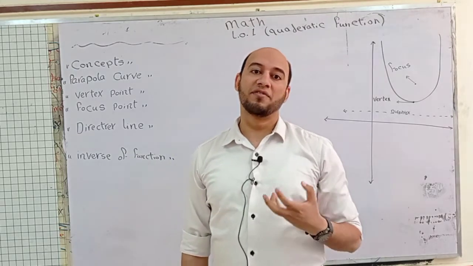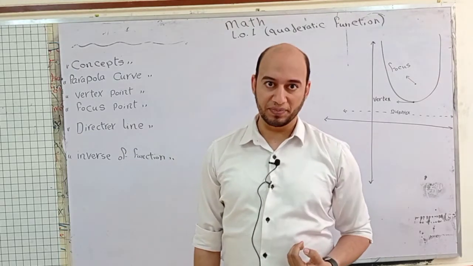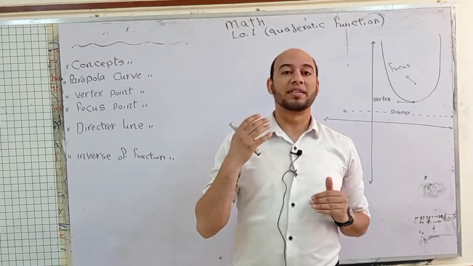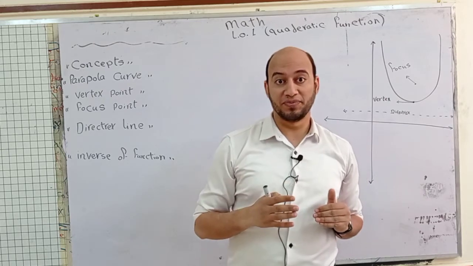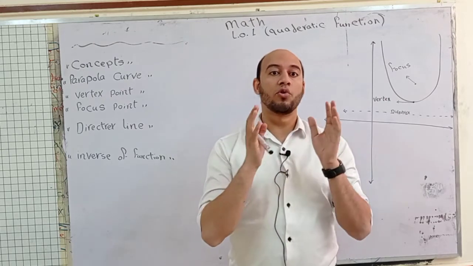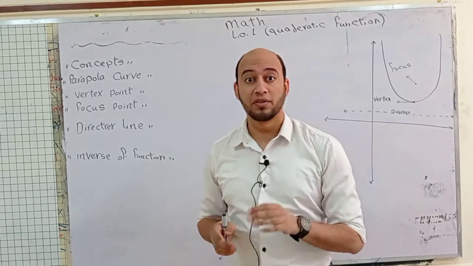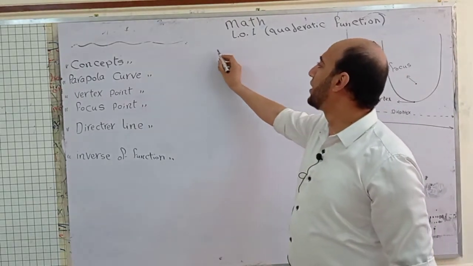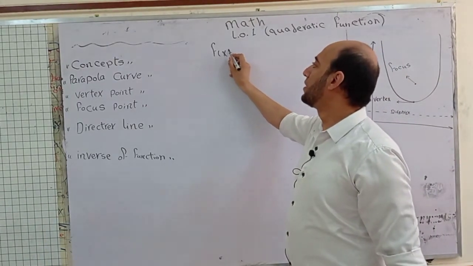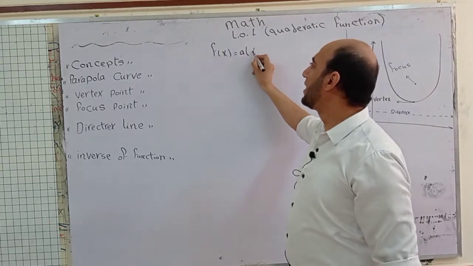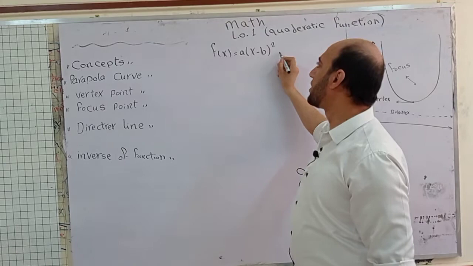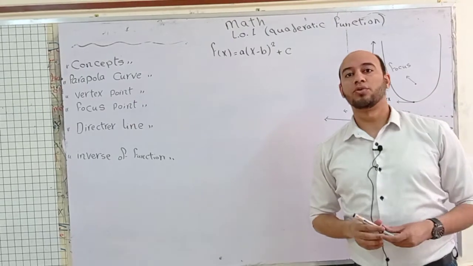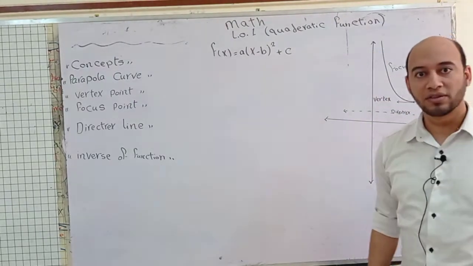We have also taken the method of completing the square. How to complete a square? To convert the standard form or the factored form to the vertex form. Suppose we have a quadratic function in its vertex form, f of x equals a times x minus b all squared plus c. This is the vertex form, and we can get the vertex point of the parabola curve.